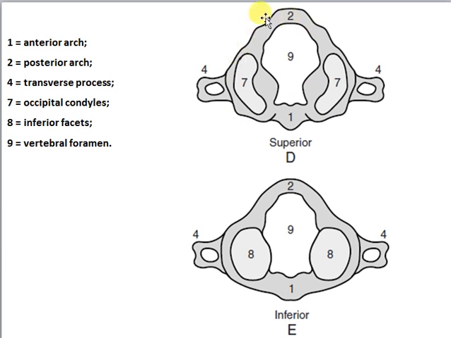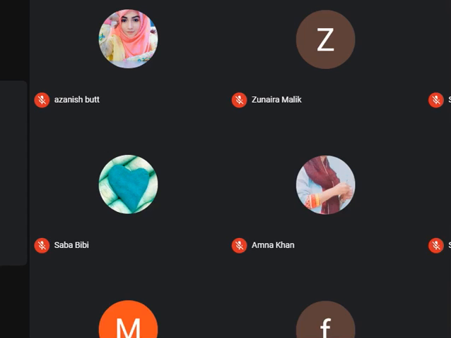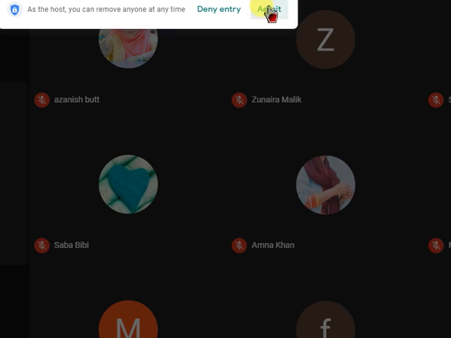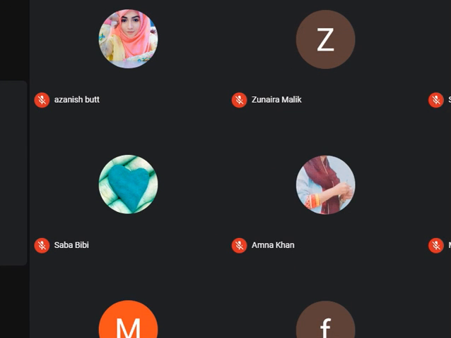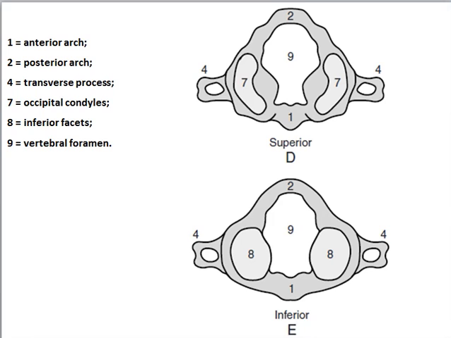Now over here, this is the superior view. You can see this is the posterior arch, this is the anterior arch, this is the receptacle or the facets for the occipital condyles, and you can see the transverse process, the foramina transversaria, and this is the space for the dens, and here is the space for the odontoid process and the annular ligament.